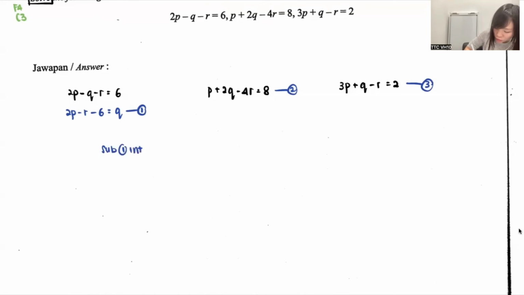Now let's start to do substitution. I sub 1 into 2. I highlight it so that you are able to see it. I sub this one inside here. So isn't it P plus 2 times the Q, which is 2P minus R minus 6, minus 4R equivalent to 8? Let me expand it. 2 times 2P, isn't it 4P? 2 times R, 2R. 2 times 6, 12. Minus 4R equivalent to 8.